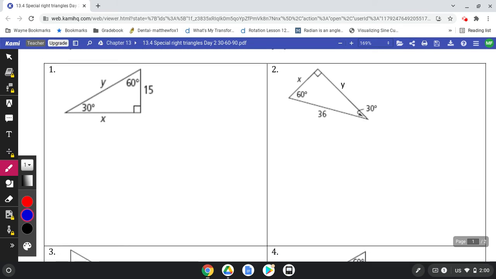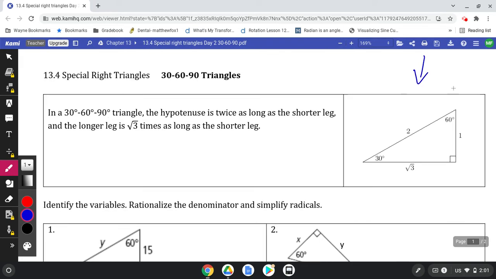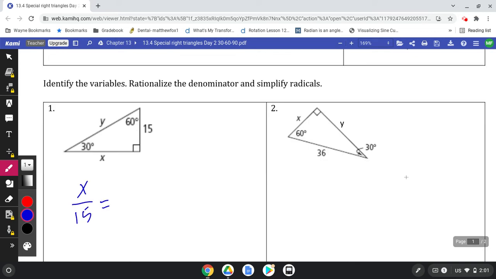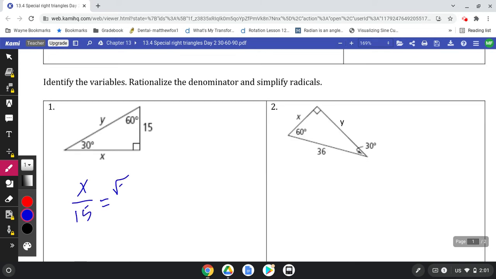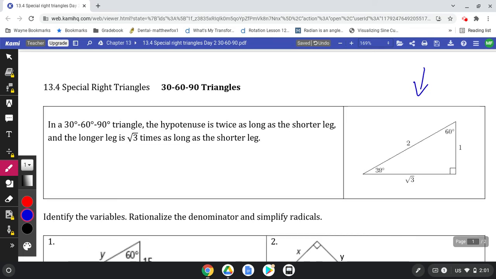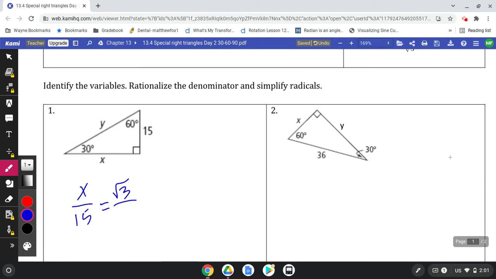first. If I start with x over 15, okay, equals. Now, x is across from 30. So we look here, across from 30 is, x is across from 60. I misspoke. Across from 60. X is across from 60. So we look up here, across from 60 is square root of 3, so I put that on the top. Meanwhile, 15 is across from 30. We look up here, across from 30 is a 1. So that goes on the bottom.